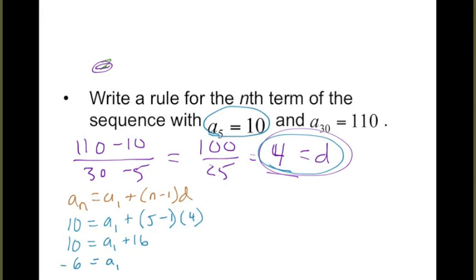Why do you use the A5 equals 10 rather than the other one? I just like smaller numbers. But using the other one, you should get exactly the same answer.